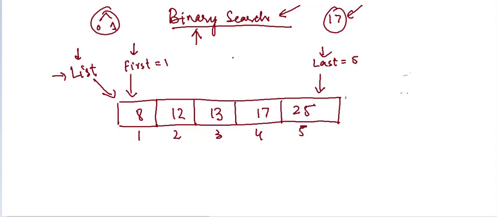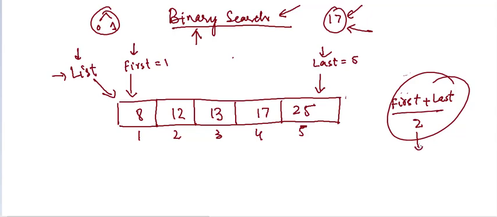The way to do the search, and remember this is the value that we are searching for, is that we find the middle of this array. To find the middle of the array, we are going to add first with last and divide by 2. 1 plus 5 divided by 2 is equal to 3, right? So this will give us the middle value. So we have another pointer called middle, and middle is now going to point to 3.